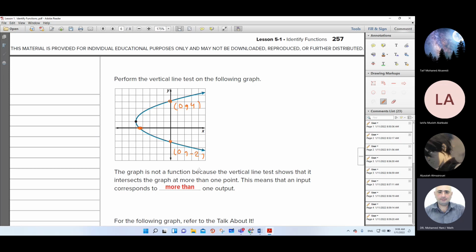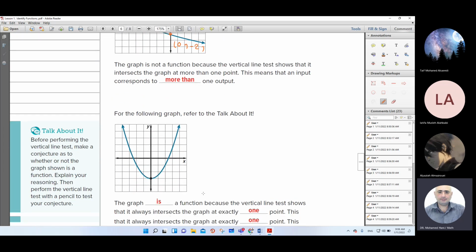So the graph is not a function because the vertical line test shows that it intersects the graph at more than 1 point. This means that an input corresponds to more than 1 output.